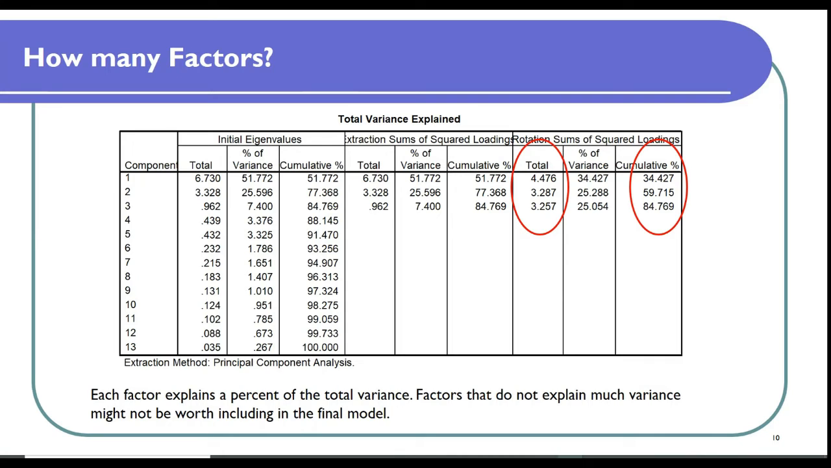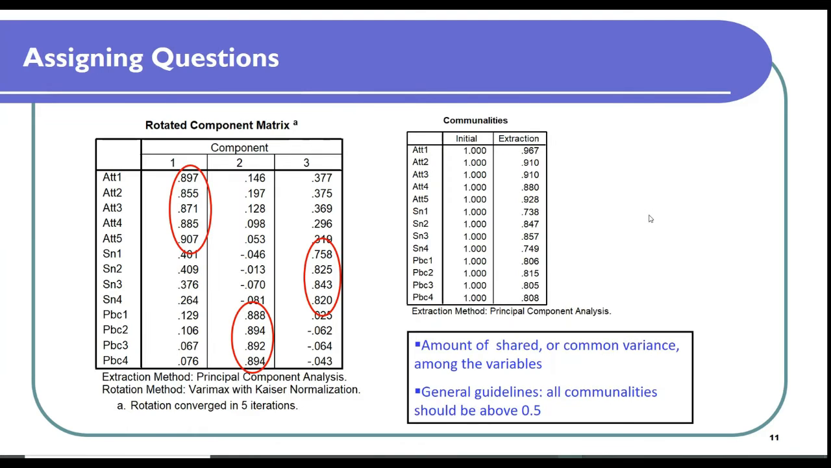Factors that do not explain much variance might not be worth including in the final model, but our percentage values for all factors are good enough: 34%, 25%, and 25%, and overall 84%, or maybe almost 85%. So next, we need to look at the rotated component matrix and also communalities.